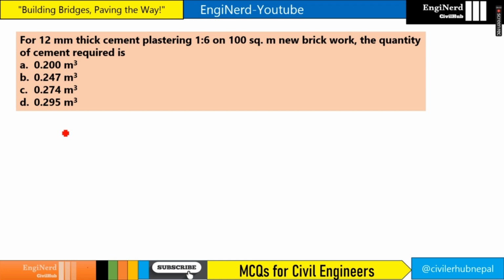Today we'll be discussing this particular problem from estimation and costing. Since many students are getting confused between option B and option C, we'll be discussing this question. The question says: for 12 mm thick cement plastering 1:6 on 100 square meter new brick work, the quantity of cement required is. Students are getting confused between option B and option C, 0.247 meter cube and 0.274 meter cube. So let's see.